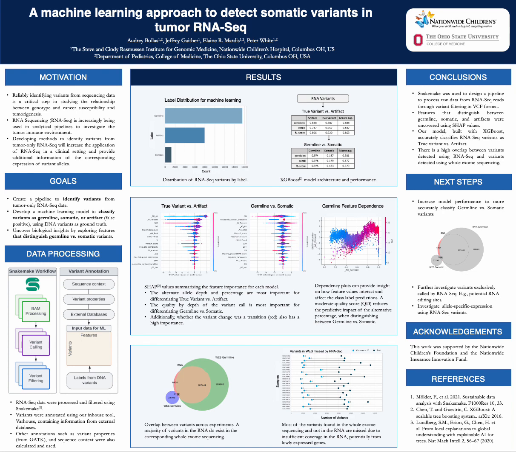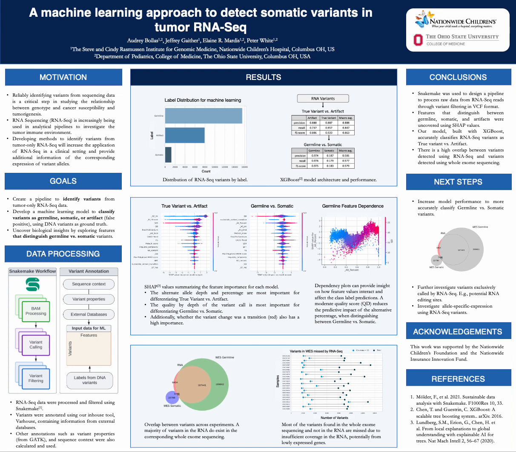We can also look at feature dependence. So this dependency plot can provide insight on how features interact and affect the class label prediction. So in this case, it's the germline prediction. And we can see here that a moderate quality score reduces the predictive impact of the alternative percentage when distinguishing between germline and somatic. So these two features are actually highly interacting with each other.